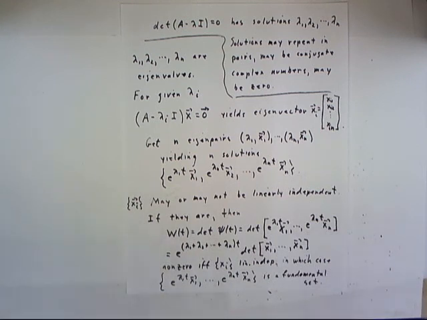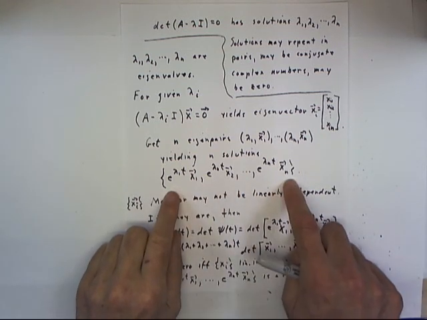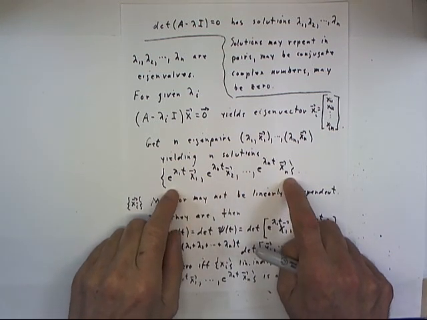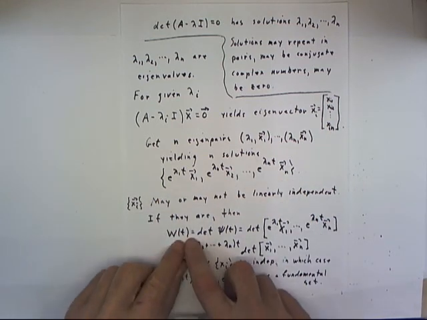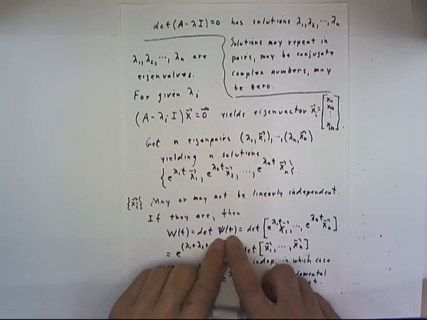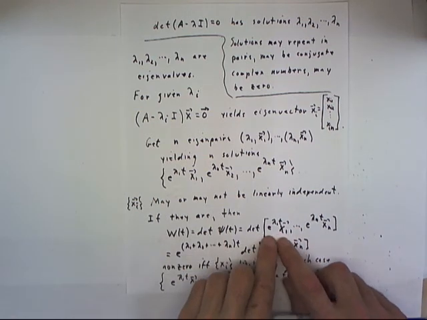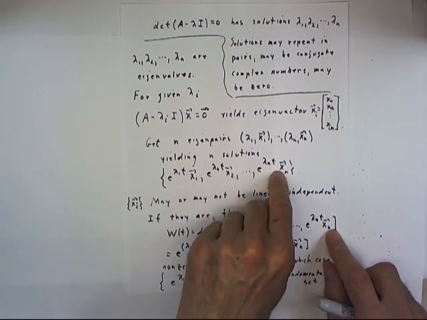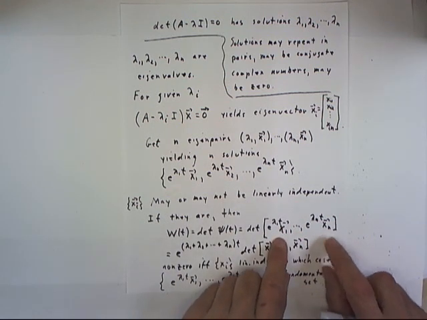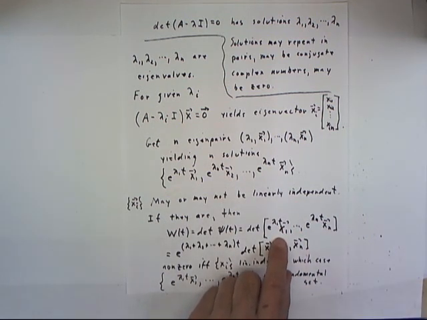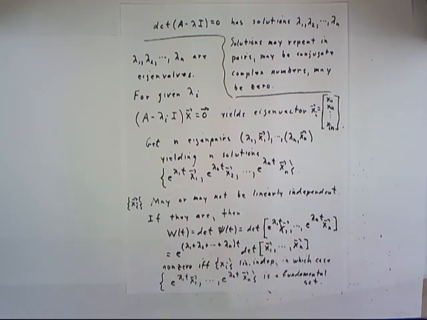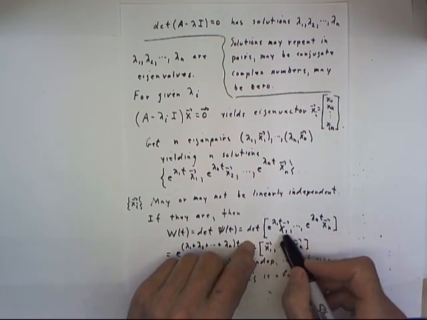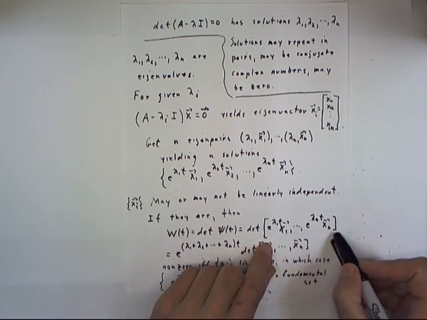And let's think about why. Recall that this is a fundamental set if its Wronskian is non-zero. Well, the Wronskian is just the determinant of our psi matrix. Our psi matrix is just the matrix whose columns are these vectors, so that in the process of calculating the Wronskian, we're going to take the determinant of this matrix.